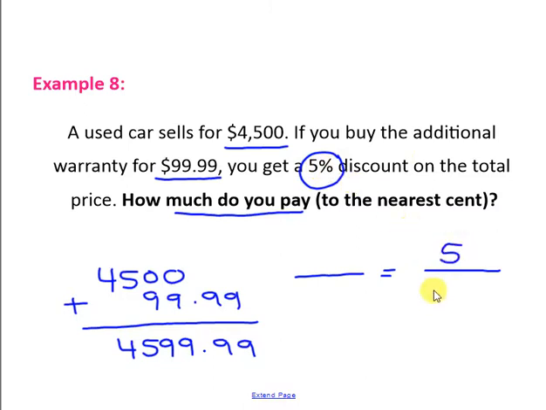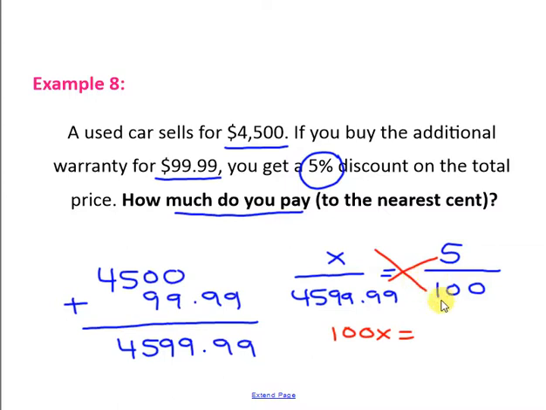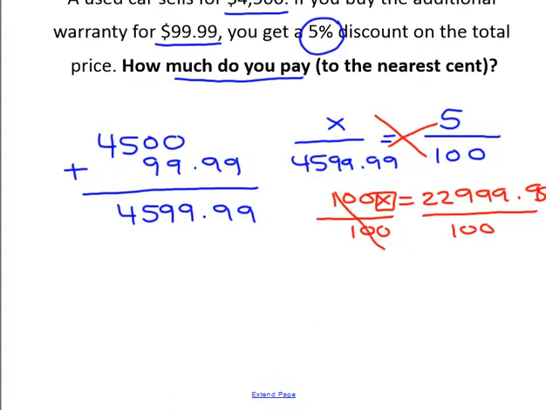I get a 5% discount, and that's over 100, and my total price is $4,599.99, and I'm trying to figure out my discount. I can cross multiply. 100 times x is 100x, and then 4,599.99 times 5 is going to be 22,999.95. I'm going to box the variable, divide both sides by 100. This is going to cancel. Bring down my x. When I do this division, I'm going to get 229.9995. That's my discount.